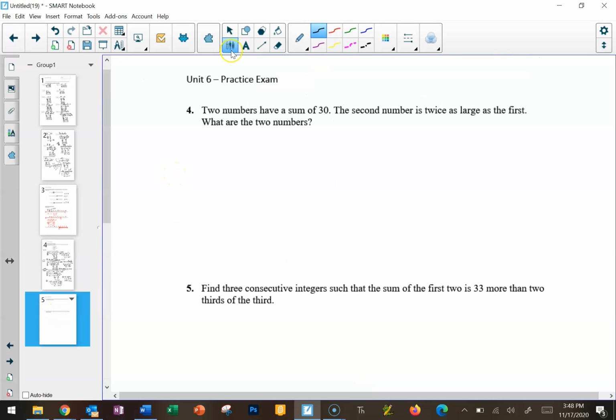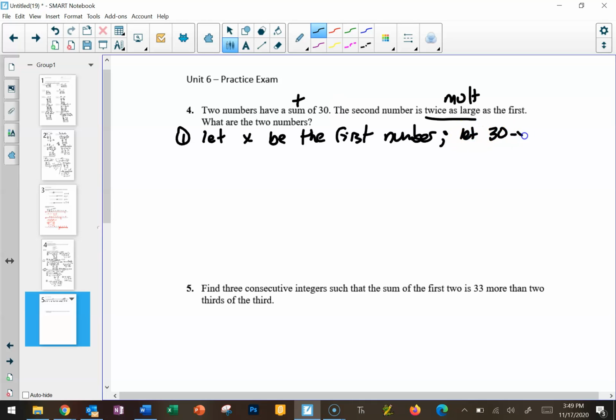All right, last two questions. These are just sort of general number ones. Two numbers have a sum of 30. Well, we know sum is plus. The second number is twice as large, so that's multiplication, right, as the first. So let's figure out what our numbers are. Let x be the first number, say. And then, how do we figure out the second number? Well, if two numbers add to 30, that means we can do it backwards, and then 30 minus that number has to equal the other one, right? So let 30 minus x be, and I'll just put num 2.